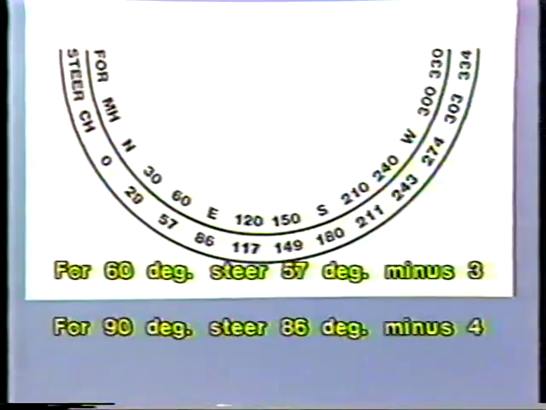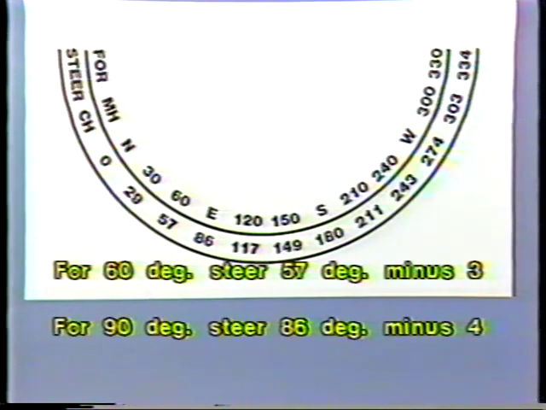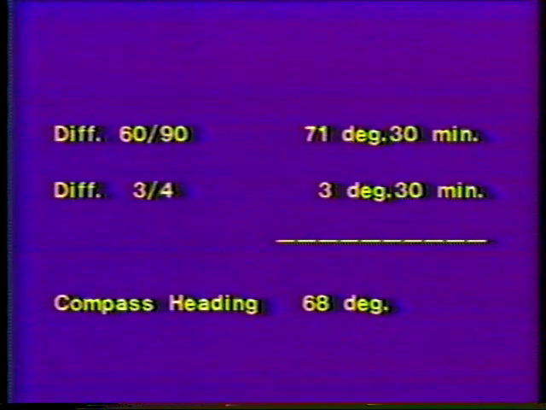For values between the published figures, we must interpolate or find the difference between the given values. For 60 degrees, we are told to steer 57 degrees, or -3. For 90 degrees, steer 86 degrees, or -4 degrees difference. Note that 71 degrees 30 minutes is close to half the difference between 60 and 90 degrees. So if we use half the difference between the values given for the compass heading, we have 71 degrees 30 minutes minus 3.5 degrees, or 3 degrees 30 minutes, and our compass heading is 68 degrees.